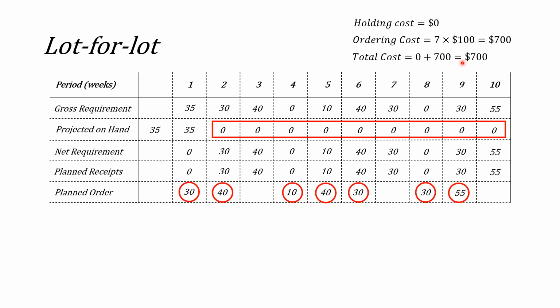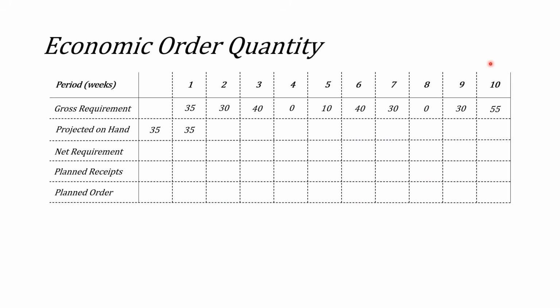700 is my setup cost, which is a total of $700. All right. Now the next method is the economic order quantity method. Now, when I'm using the economic order quantity method, I have the exact same thing here.